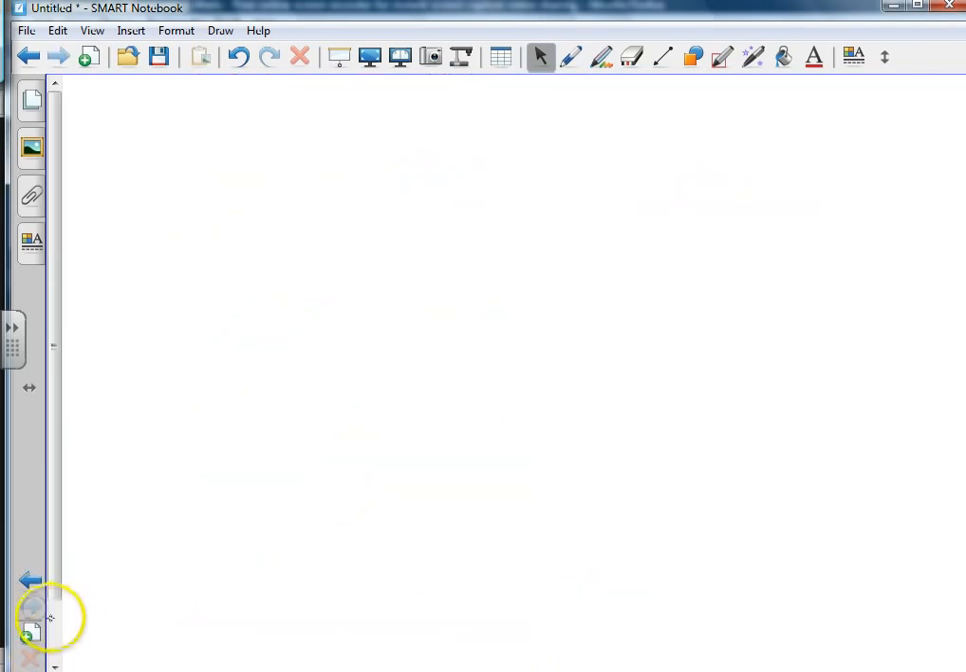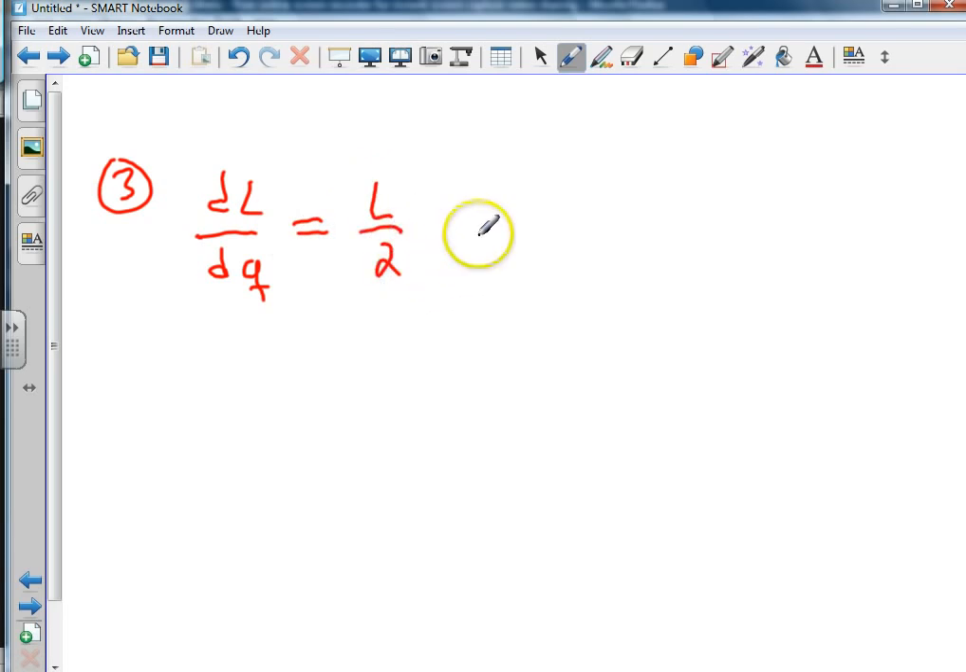Okay. Number 3. Just going to do a whole bunch of these for practice today. All right, dL dQ. So we're looking for L as a function of Q if we can, is equal to L over 2, and L of 0 is 100. By the way, they don't always have to give you whatever at 0, right? It could be at 1 or something, whatever. But it's easy when it's 0.